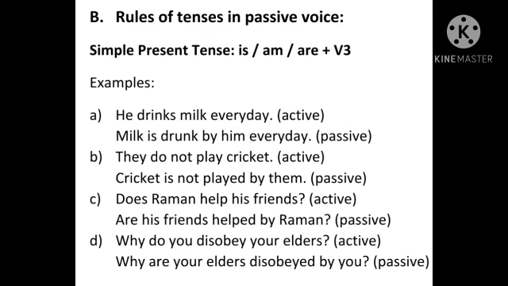His friends is the object. So we have to use here are. Are his friends, third form, helped by Raman? When there is a question word, why do you disobey your elders?